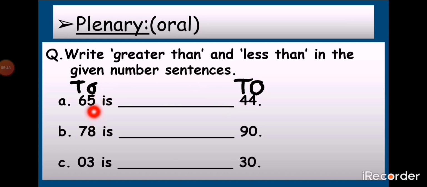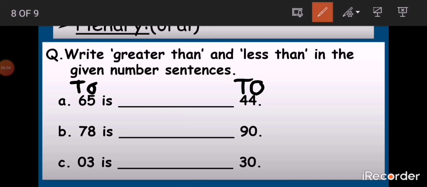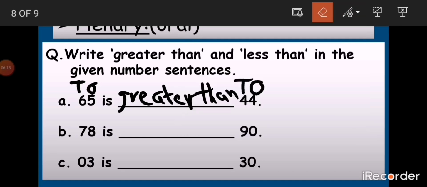Now compare them. Compare the ones first. 65 has 5 ones, 44 has 4 ones. So 65 has more ones than 44. Now compare the tens. 65 has 6 tens, 44 has 4 tens. So 65 has more tens than 44. So in short, 65 is greater than 44. So we write greater than in the blank. So the answer is 65 is greater than 44. So I'm writing greater than here.